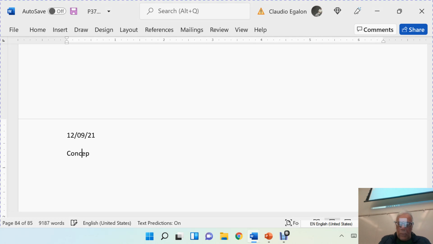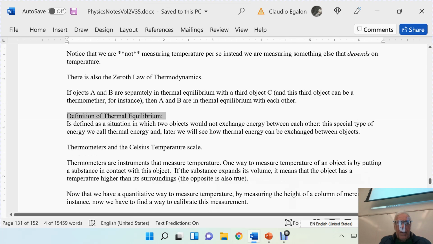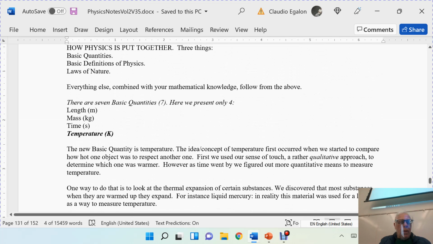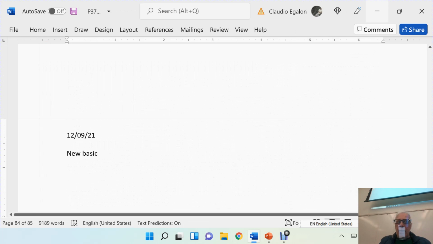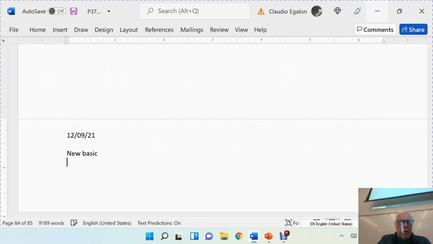Concept of temperature. New basic quantity. Temperature, like I said, is at the very core of physics. You don't define temperature in terms of anything else. Just like the length, just like the mass, just like the time, you do not define any of those with respect to anything else. They're by themselves. Okay, temperature.